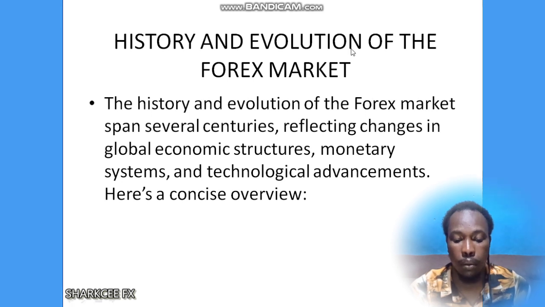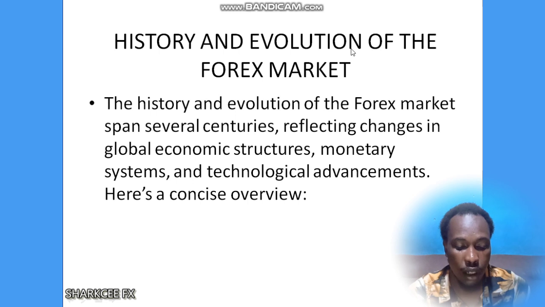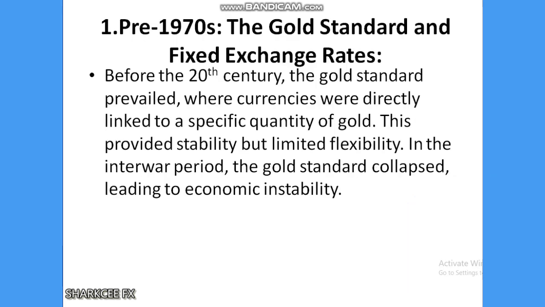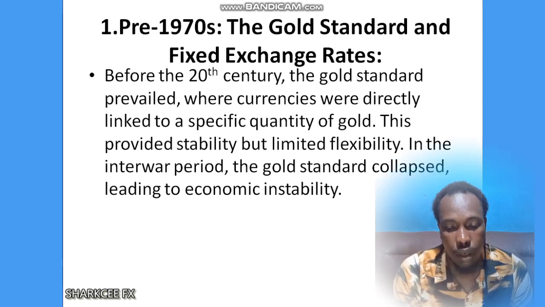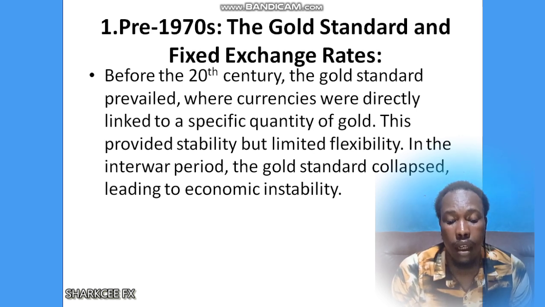History and evolution of the forex market. The history and evolution of the forex market span several centuries, reflecting changes in global economic structure, monetary systems, and technology advancements. Here is a concise overview. Pre-1970s, the gold standard and fixed exchange rates. Before the 20th century, the gold standard prevailed, where currencies were directly linked to a specific quantity of gold. This provided stability but limited flexibility. In the interwar period, the gold standard collapsed, leading to economic instability.